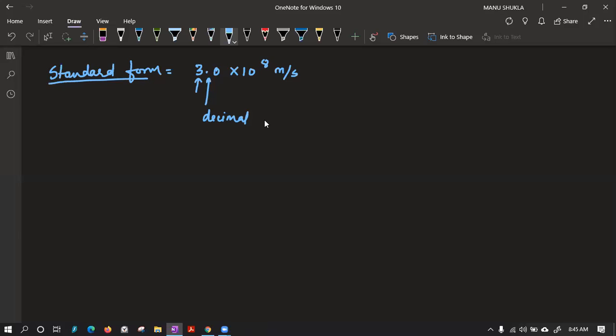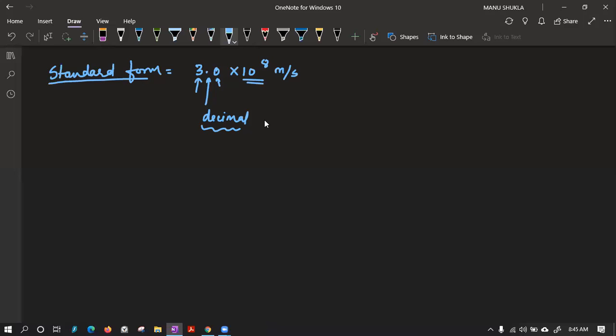In standard form, as you all know, the speed of light we write normally as 3.0 into 10 to the power 8 meter per second. So what we do is we write the first number normally. After that, we put a decimal. In the standard form, we have to put a decimal after the first digit, and then after that we can have these numbers, and then we have the power in terms of 10. So we will take some examples to understand this thing.